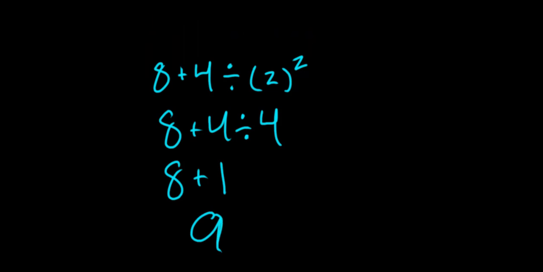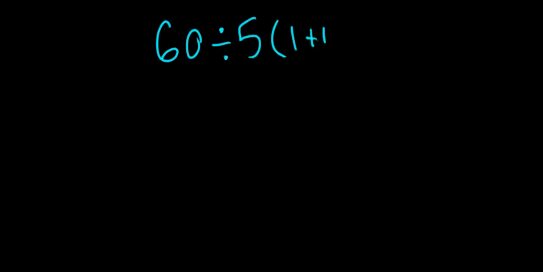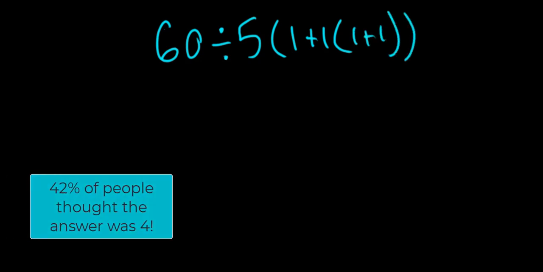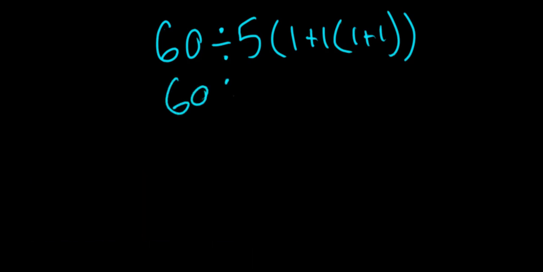Now the third problem. This one is a little more complicated than the past two we've done. 60 divided by 5 times (1 plus 1 times (1 plus 1)). So we have 2 layers of parentheses here, and that's where we're starting first. So we have 60 divided by 5, and we're going to simplify our innermost parenthesis first. So we have 60 divided by 5 times (1 plus 1 times (1 plus 1)), and what we have in the innermost parentheses, 1 plus 1, is just going to be equal to 2.